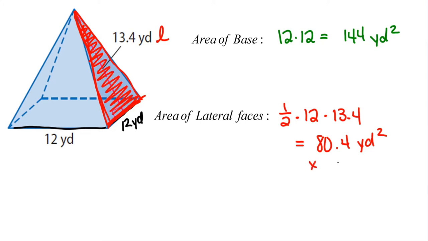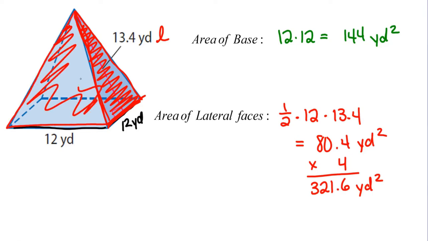So I'm just going to go ahead and multiply this by 4 instead of finding all the other 3 individually. I know they're all going to be 80.4 square yards. So if I just take 80.4 times 4, that gives me 321.6 square yards for all of the lateral faces together. So that's all of this red area up here, all 321.6 square yards.